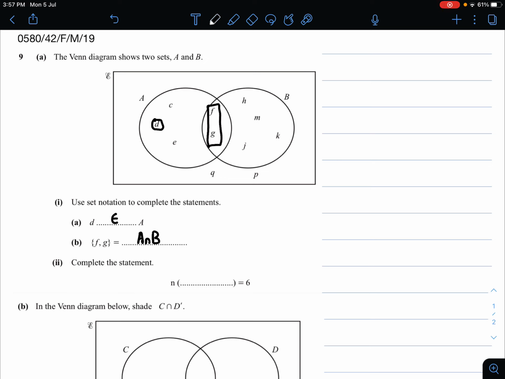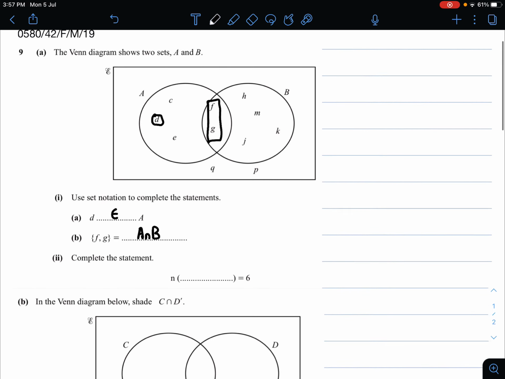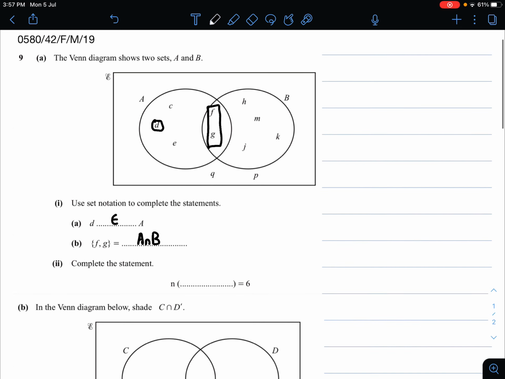Now let's move on to part A2. Complete the statement. The number of elements in a particular set is equal to 6. Now there are two such scenarios where there are 6 elements. One is in the circle B itself. As you can see, there's 1, 2, 3, 4, 5 and 6. So B would be one of the correct answers.